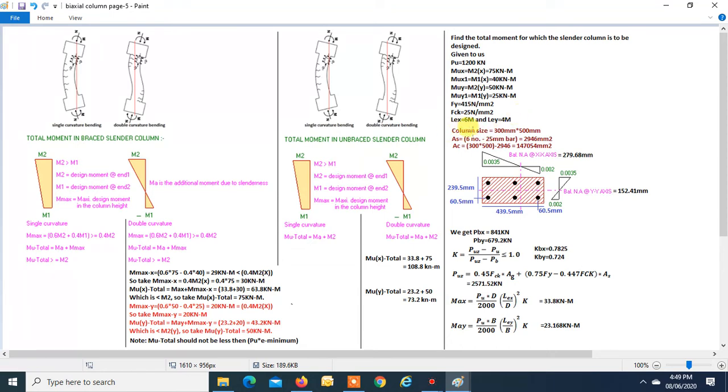Now column size is 300 by 500. We have six numbers of 25 diameter bars as longitudinal steel. That area turns out to be 2946 square millimeters. Area of concrete is gross area minus this area of steel, that is 147054 square millimeters.